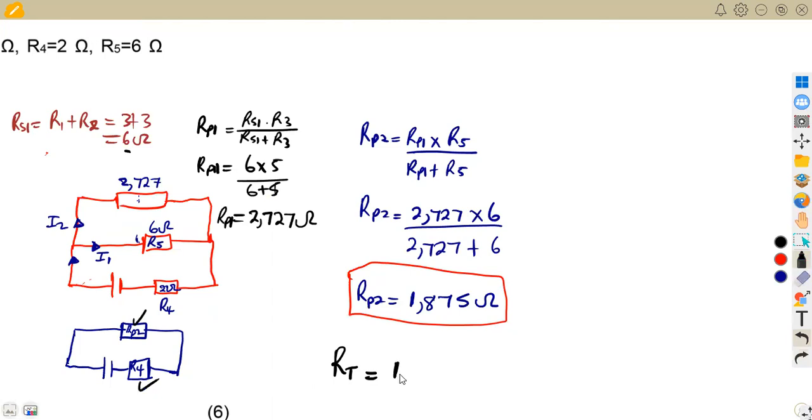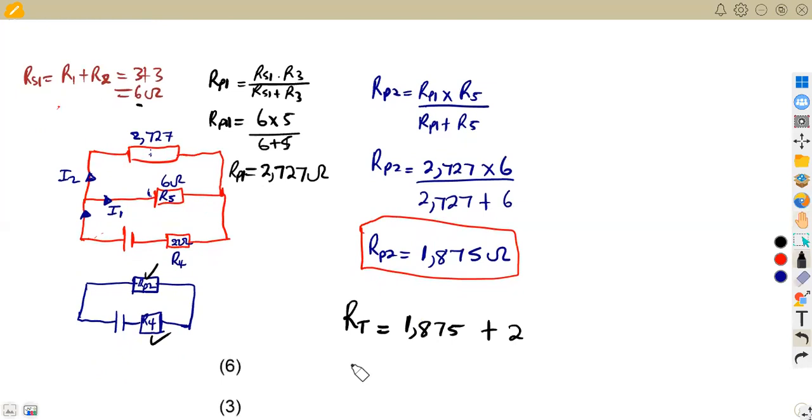So that is going to be 1.875 plus the R4, which is the 2 ohm resistor. So that means we have the total resistance of the circuit. So our total resistance of the circuit was going to be 3.875 ohms. So that is how we could have calculated this value.